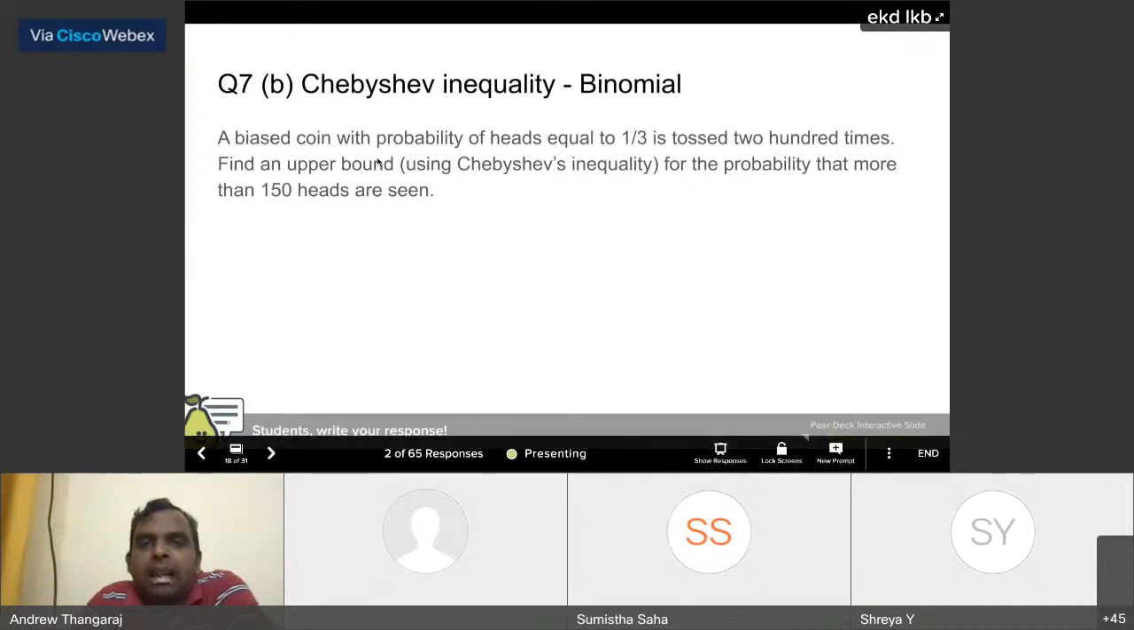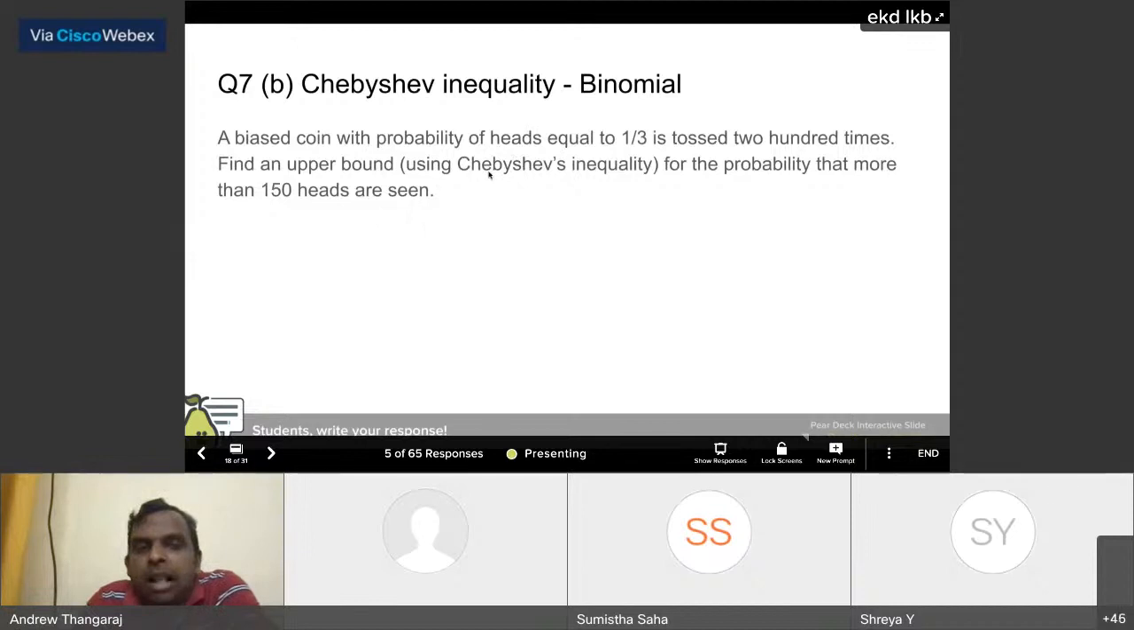Okay, so once again, the probability that the first step is x is the number of heads that you see, right? So it's binomially distributed with n equals 200 and p equals 1 by 3. So what's the expected value of x? It will be 200 into 1 by 3. What is the variance of x? It's 200 into 1 by 3 into 2 by 3. Okay, so all these three are easy, straightforward steps to write.